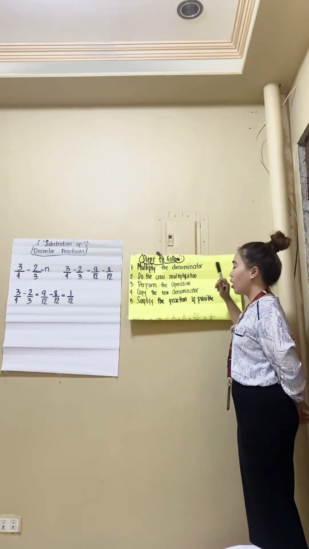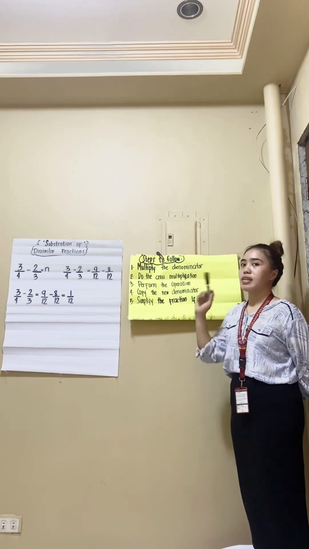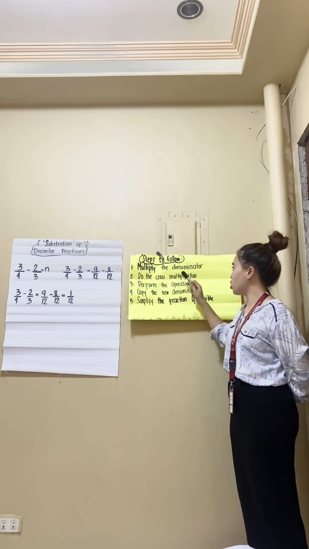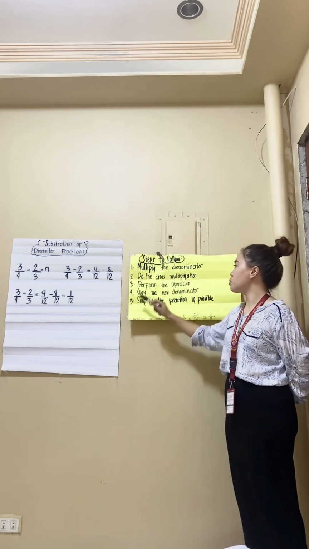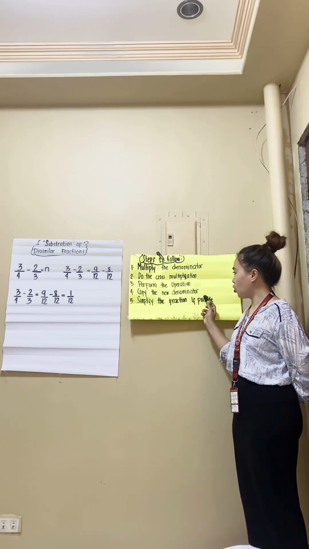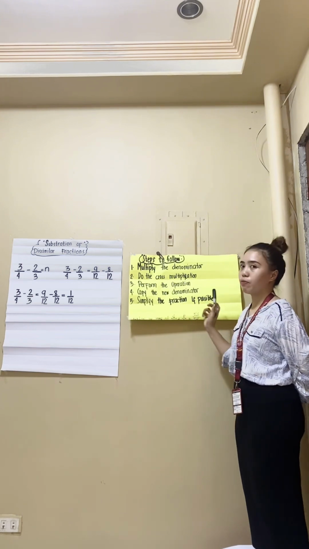Always remember that to add or subtract dissimilar fractions, just follow these steps. First, multiply the denominators. Second, do the cross multiplication. Third, perform the operation. Fourth, copy the new denominator. And fifth, simplify the fraction if possible.